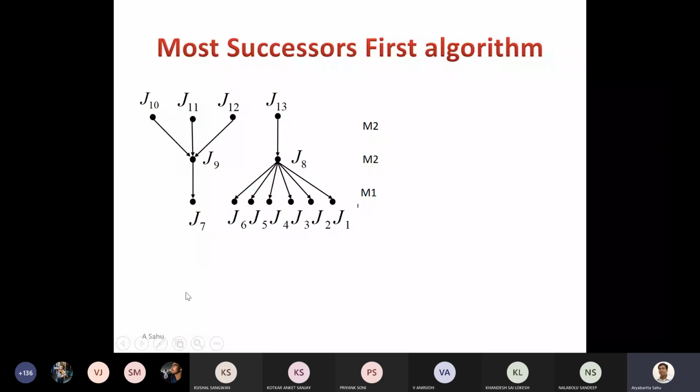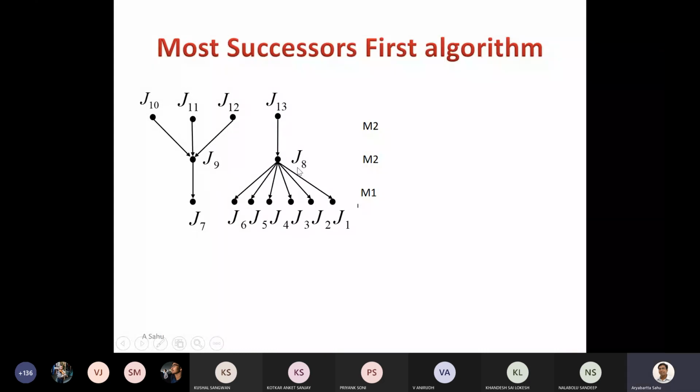Which job has the highest priority because of most successor first? Can someone say? Hello? Sir, J8. J8? Not J8. J13 has the highest. J8 has the most immediate successor. Okay.